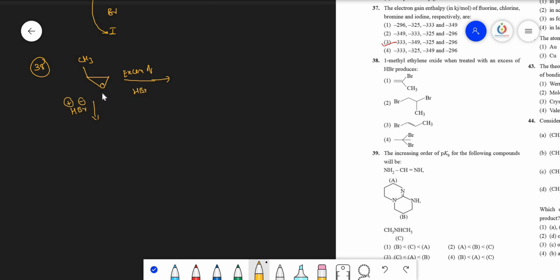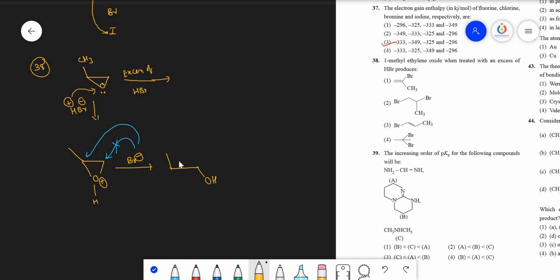We know that H plus and Br minus. The epoxide is protonated by the H plus ion, so we get the protonated one. Now Br minus gets the chance to attack. Br minus can attack this position and this position also. But if the bond is broken on one side, we get the primary carbocation, and if this bond is broken, we get the secondary carbocation. The secondary carbocation is more stable, so this attack will not happen and this attack will happen. So we get the molecule like this.